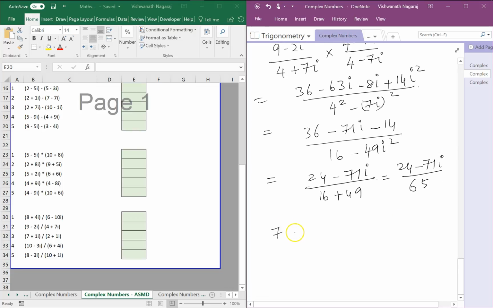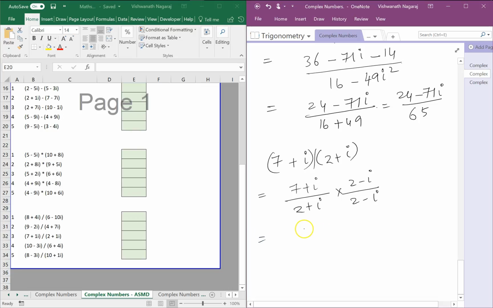Okay, let's do some more. 7 plus i divided by 2 plus i. Here there is a division. Okay, so 7 plus i divided by 2 plus i, 2 minus i by 2 minus i. 7 2s are 14. Now let's see whether we can skip some steps. 14 minus 7i plus 2i.